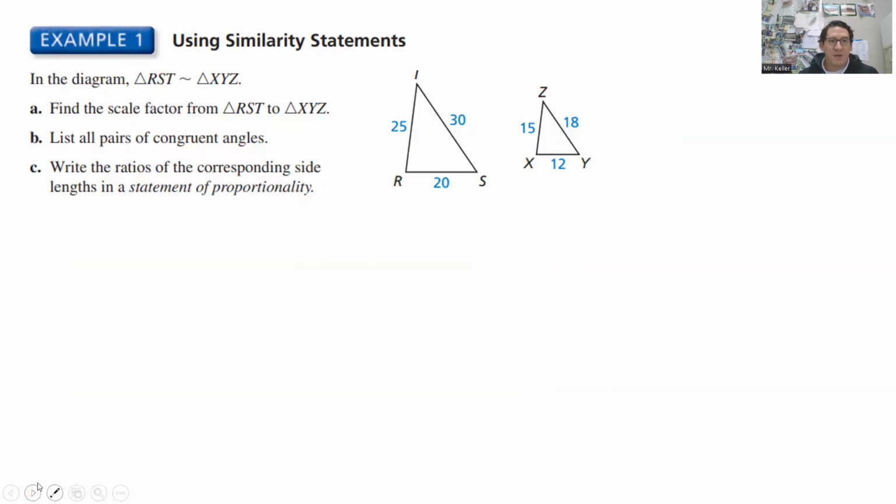Let's look at an example here. So in the diagram, we have triangle RST. The wavy symbol means similar. So triangle RST is similar to triangle XYZ. So that means these side lengths match up. What we want to do is find the scale factor, that is what we'd multiply one triangle by to get the length of the other.